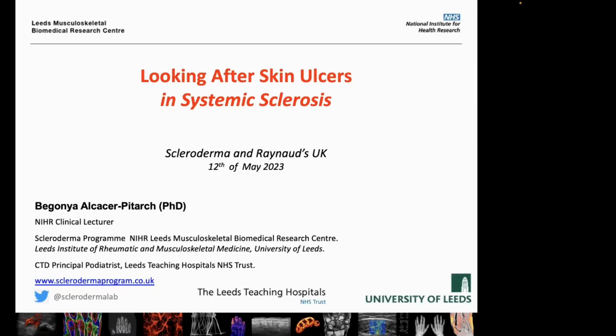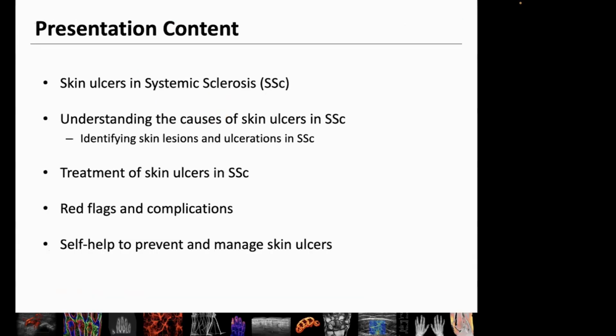As Annabelle explained already about who I am and what I do, I'm just going to go ahead. Today we are going to be talking about ulcers in systemic sclerosis. We're going to look at understanding the causes that produce the ulcers, and also identifying the skin lesions and ulcerations, so you are familiar with the things to look for. And then what treatments do we use?